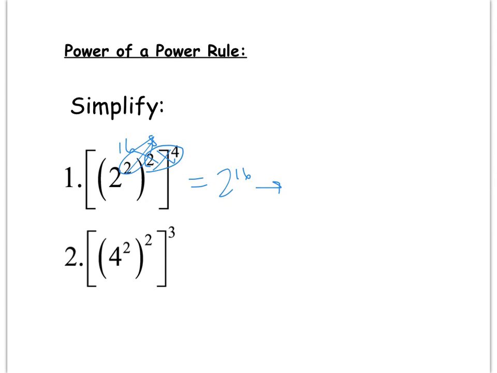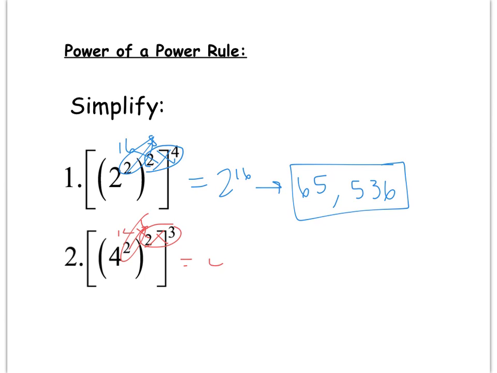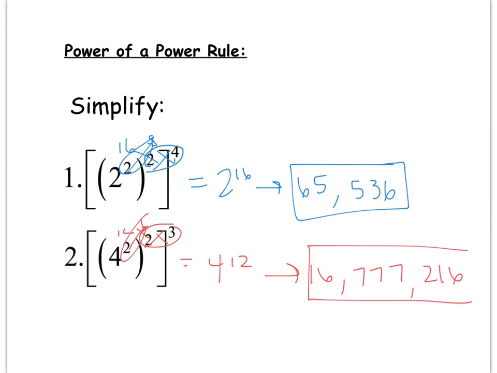And if we type that into our calculator, we get 65,536. So again, we can start on the outside and work our way in to make this simpler, less clicks on the calculator. 3 times 2 is 6, 6 times 2 is 12, so this is really 4 to the 12th, which is 16,777,216. So again, that was the power of a power rule.